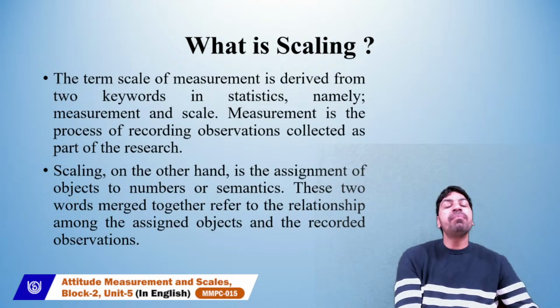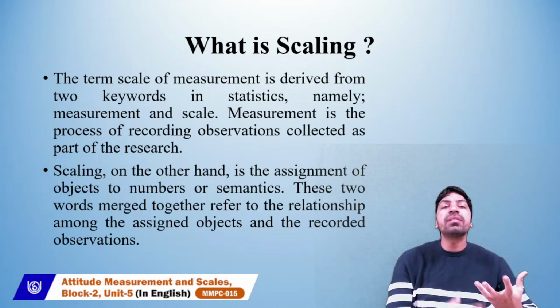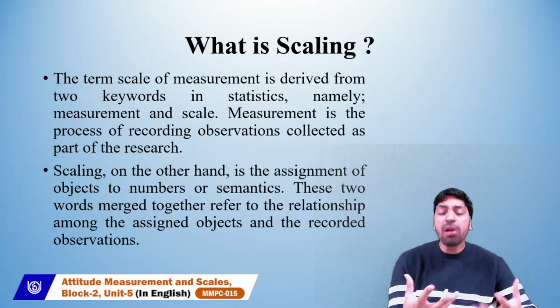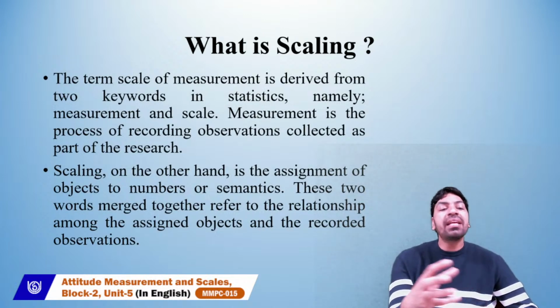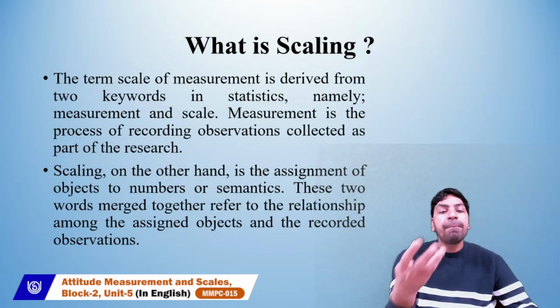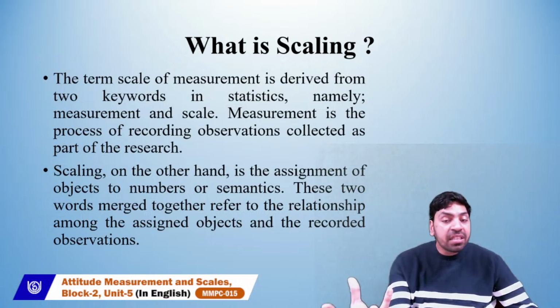So that is called the measurement. Measurement is actually the process of how a researcher records the observations which have been collected as a part of the research. But scaling, on the other hand, is an assignment of objects to numbers, to any other alphabets, to any other categories.